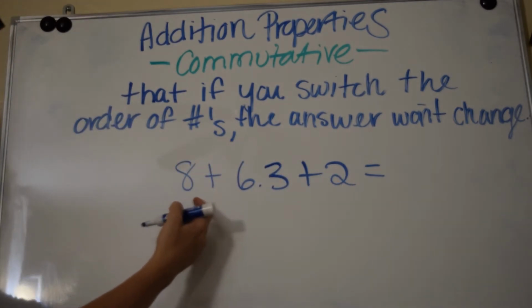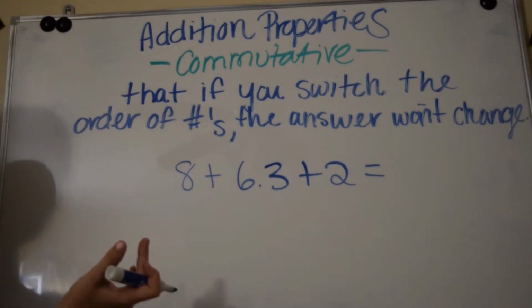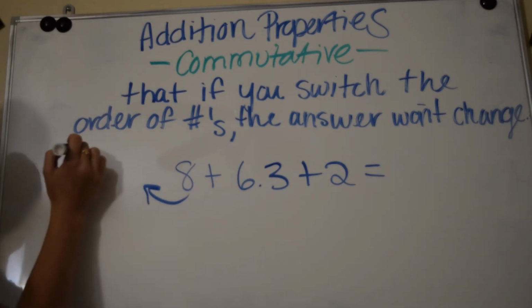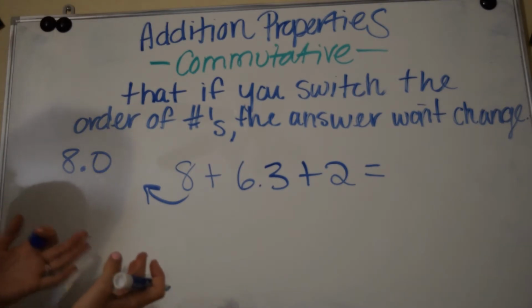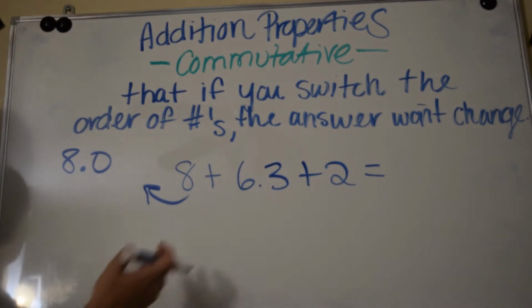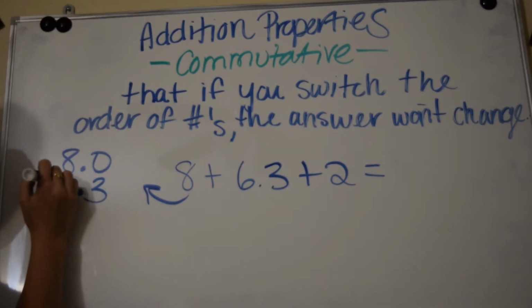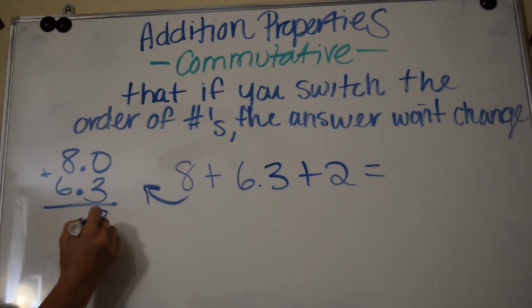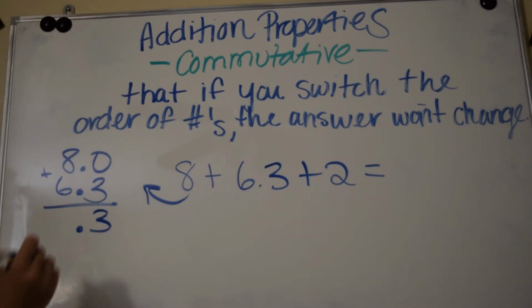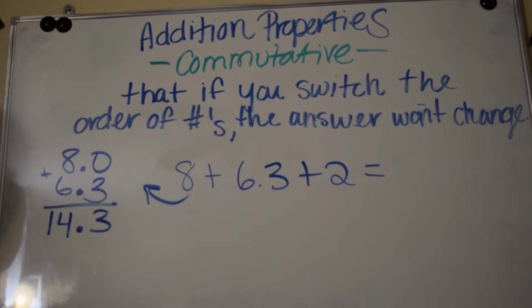So it says add 8 plus 6.3. Well, how do I do that if this one doesn't have a decimal? Well, remember that I can rewrite it as 8.0 because essentially 8.0 is the same thing as 8. And then I need to add that to 6.3. We'll line up the decimals, and it would look like this. So let's go ahead and add. 0 plus 3 is 3. Bring down my decimal. And 8 plus 6 is 14. So there you have it.